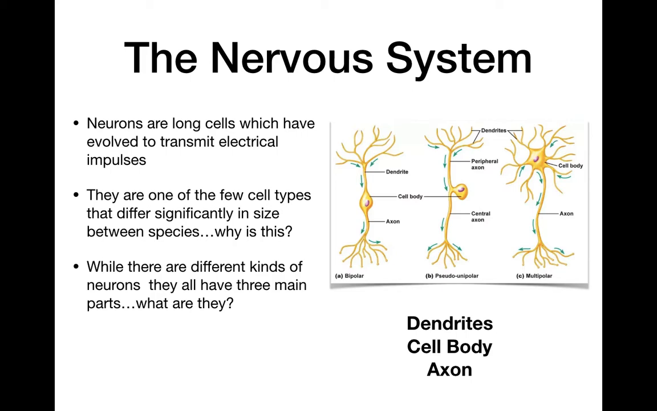You have the cell body, which has the nucleus and has the mitochondria, helps keep the cell alive, and you have the axon, which is this part here, where it's going to be sending the signal down to the next neuron, the action potential.